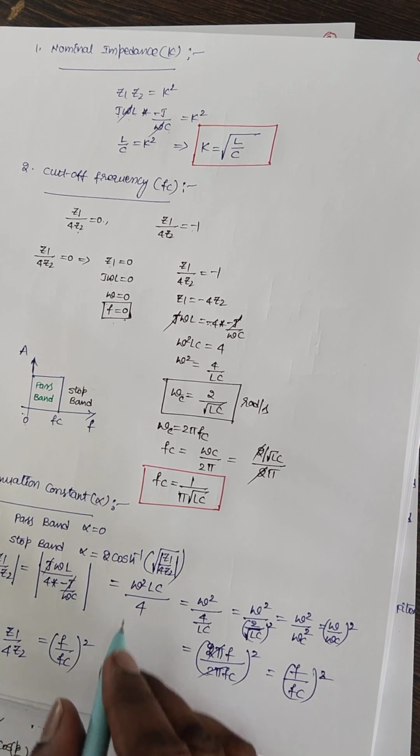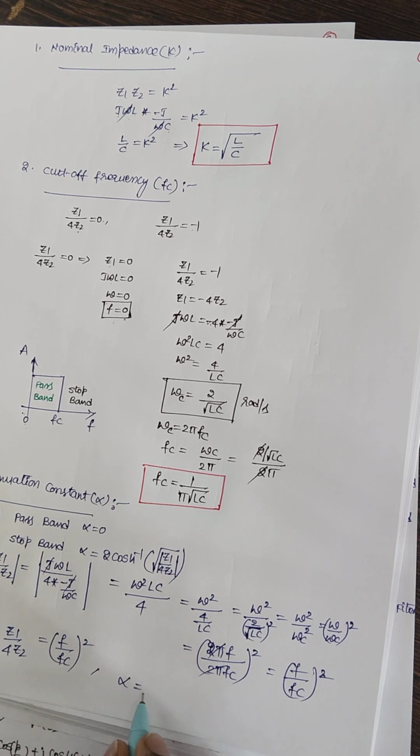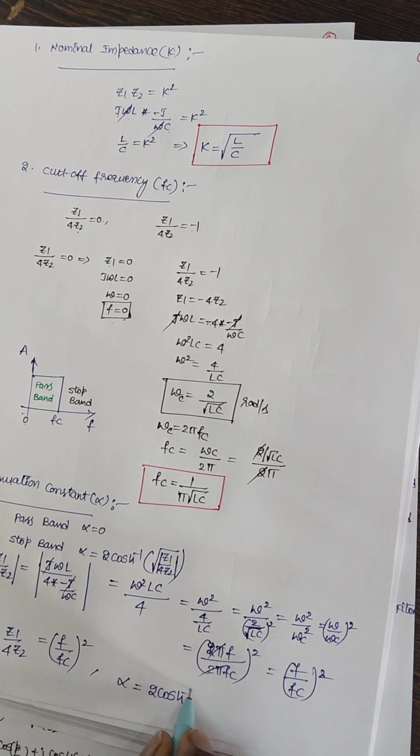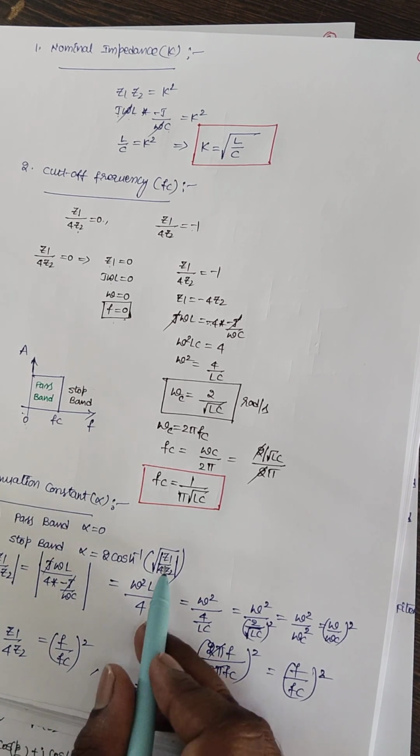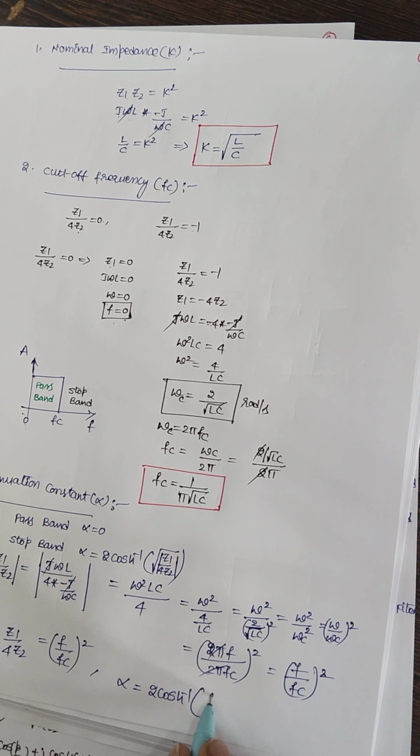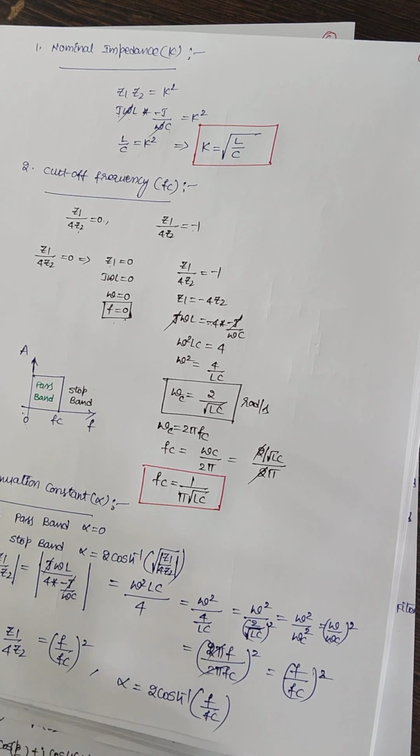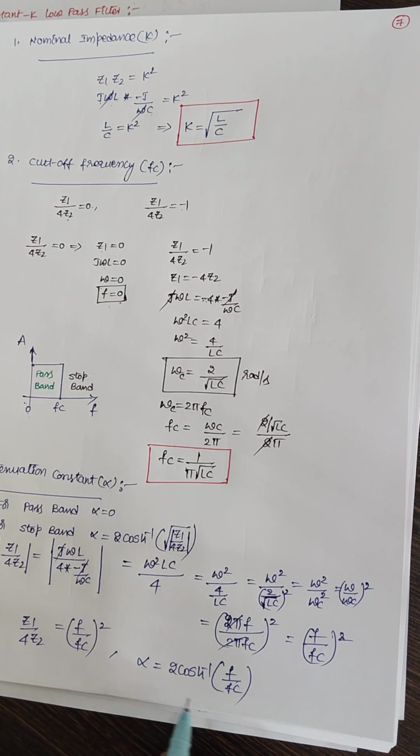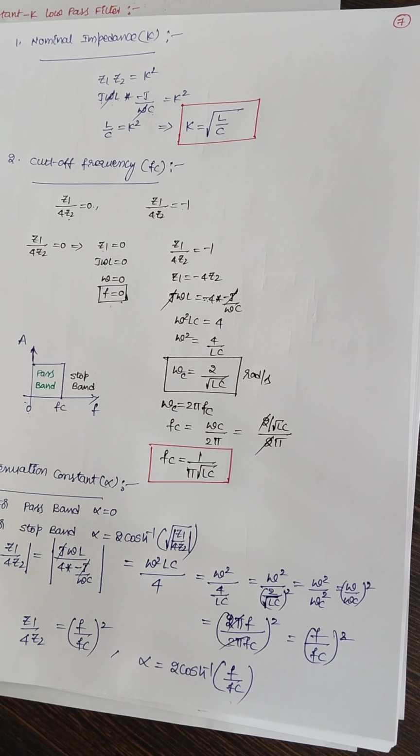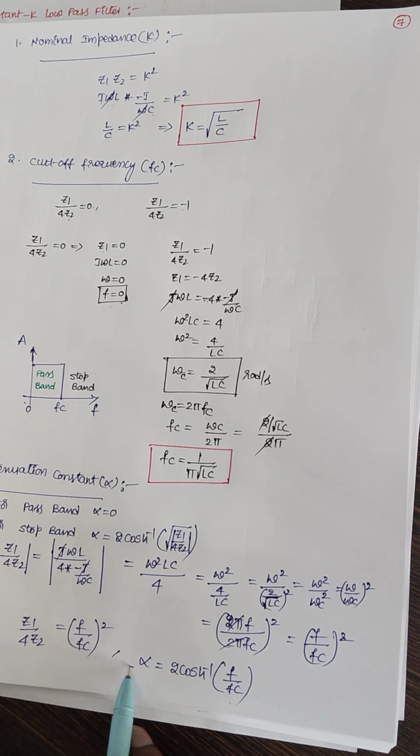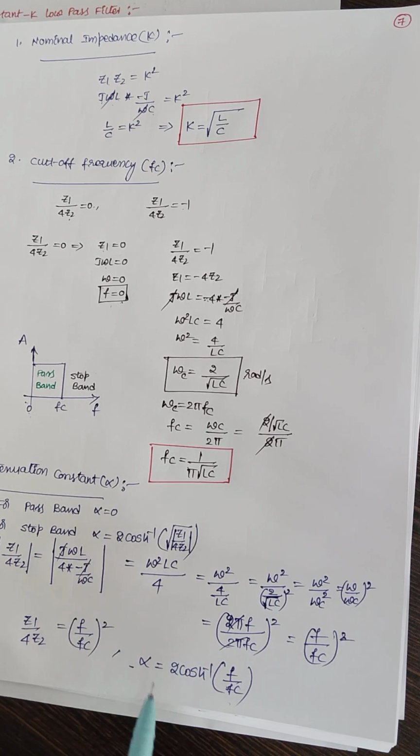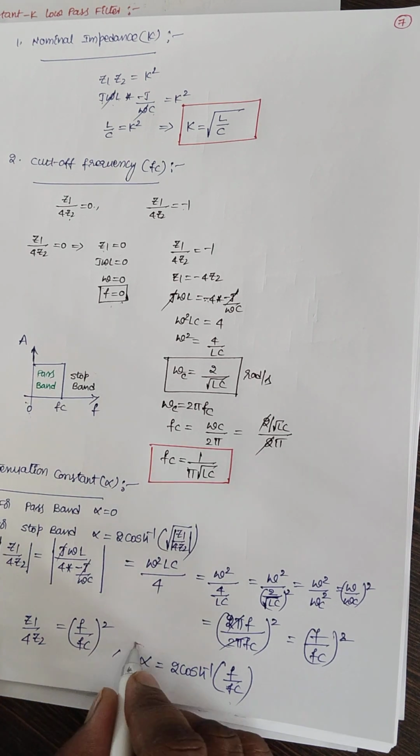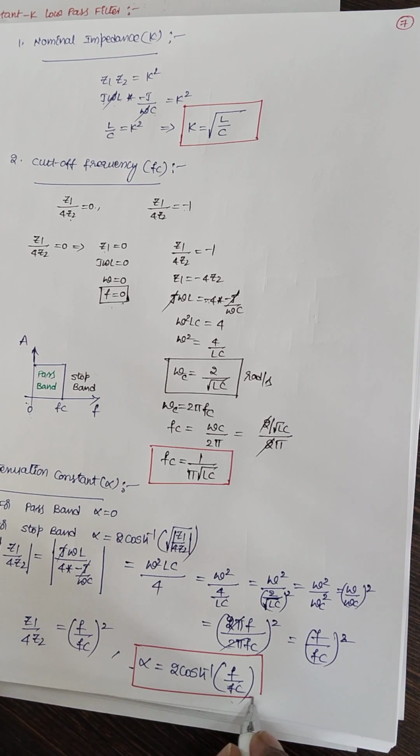If I substitute in this alpha expression, alpha is equal to 2 cosh inverse of square root of f by fc whole square. The square and the square root will get cancelled. So finally I got f by fc. This is the expression for alpha in the stop band, which we need to remember. In the stop band only will we get this expression for alpha. In the pass band the value of alpha is 0.